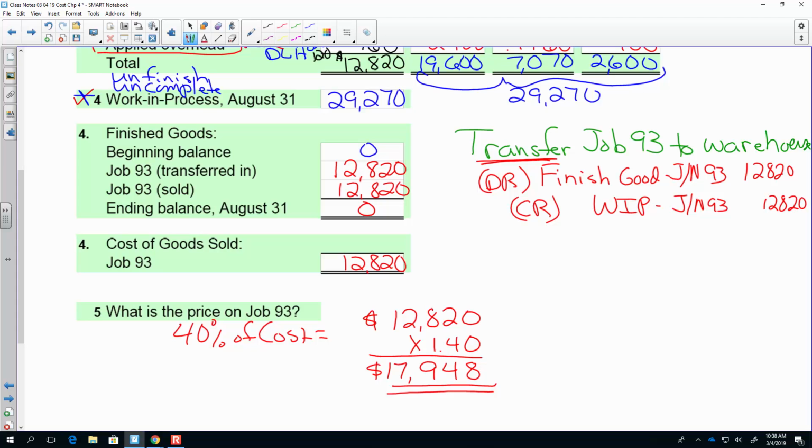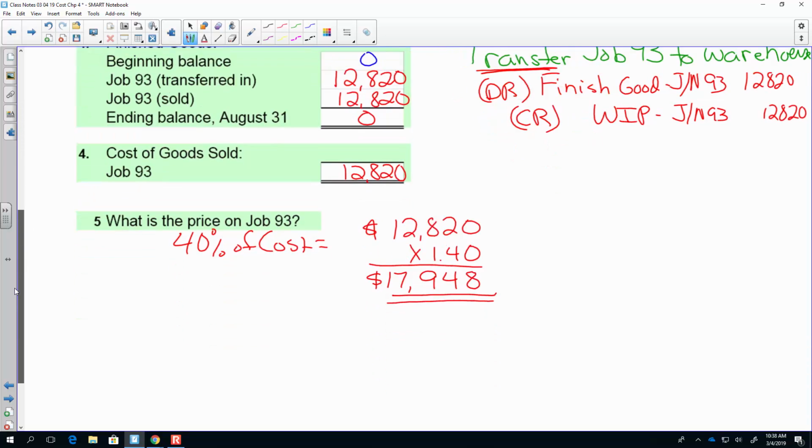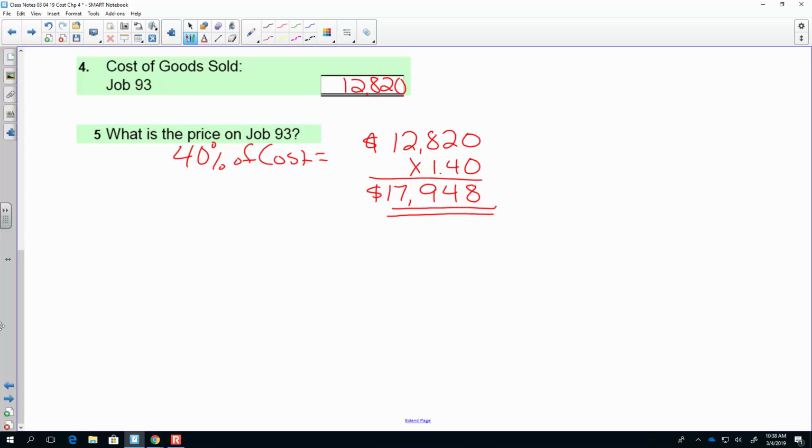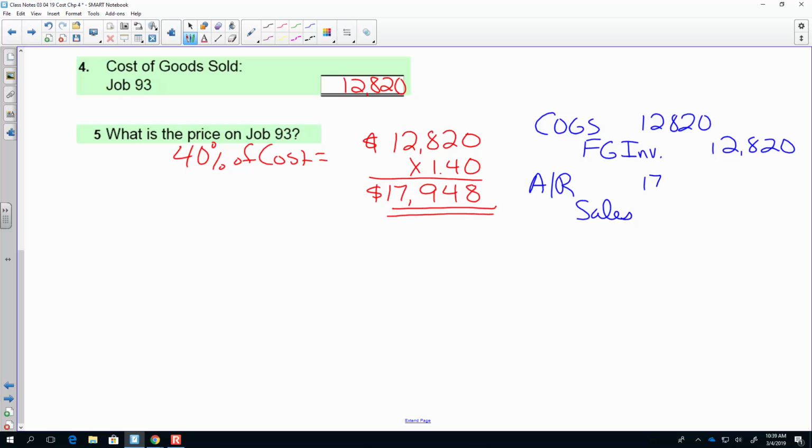What's my sale entry? We'll end here. What's my sale entry in question 5? 2 parts. What's my first part? Cost of goods sold and finished goods. Good. For how much? 12,820. Very good, Michelle. And then, depending on whether it's receivable, let's say, or cash, on account or cash, yep, 17,948 and revenue. Very good. Excellent.